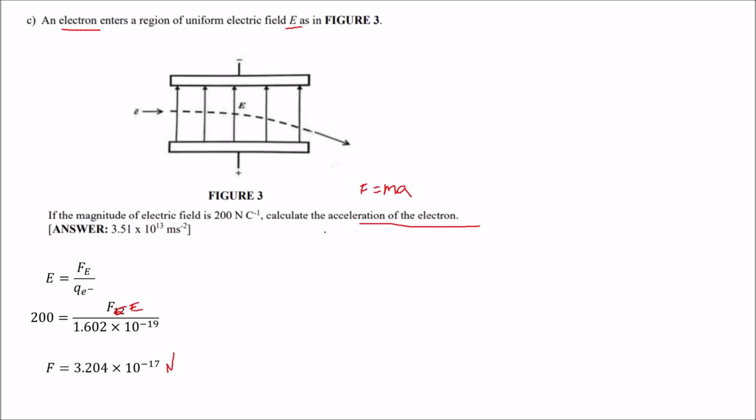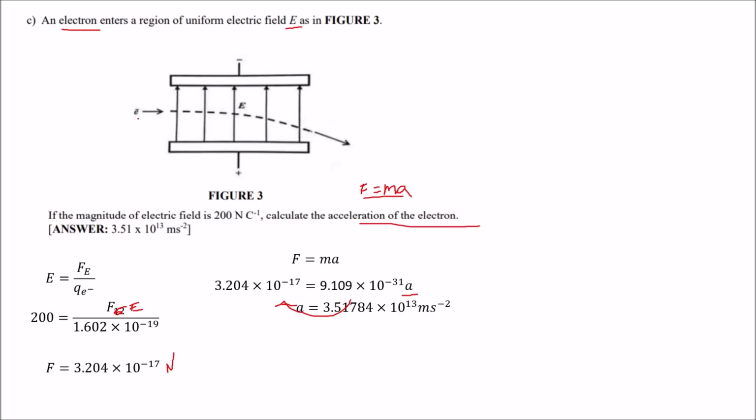So we want to find the acceleration. Again, using this formula, F equals ma. Force we already have. The mass of an electron is a constant, so it should also be in the formula list. Then we want to find a. So this one divided by this one will give a. So the final answer, a will be 3.517 exponent 13.